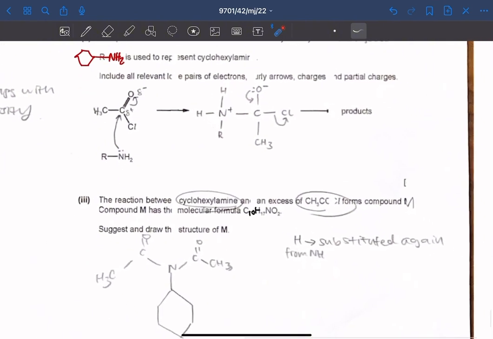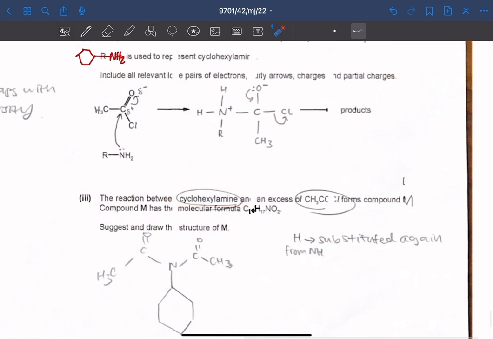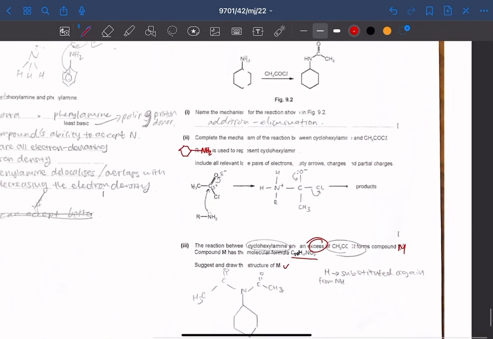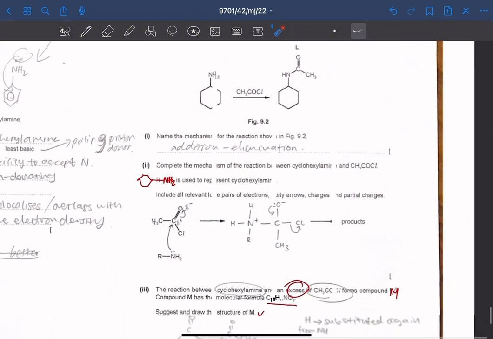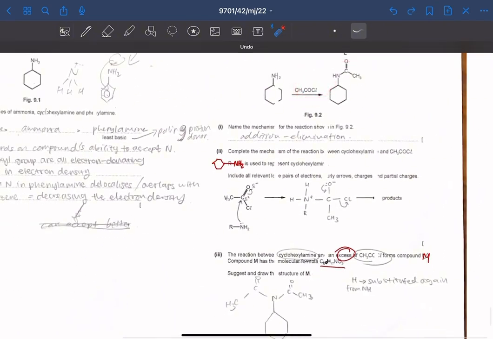Okay, then the reaction between cyclohexylamine and an excess of CH3COCl forms compound M, and compound M has a molecular formula of C10H17NO2. Suggest and draw the structure of M. So at first in here, cyclohexylamine reacts with ethanoyl chloride, which is an acyl chloride. So this plus this, one of the H is substituted and forms this. So one H left.